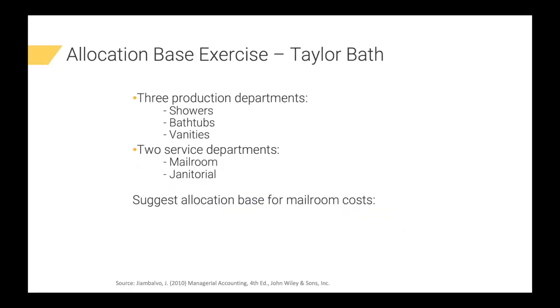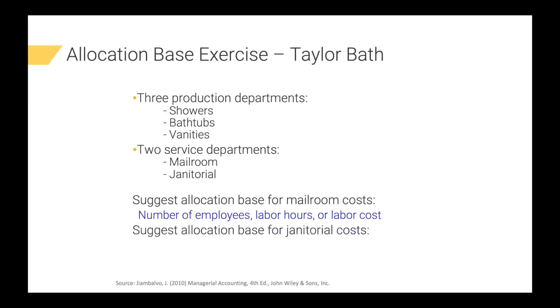Another allocation base exercise. We would take Taylor Bath, with 3 production departments: showers, bathtubs, vanities, and 2 service departments: mailroom and janitorial. Suggest an allocation base for the mailroom cost. We need the number of employees, labor hours, or labor cost. Suggest an allocation base for janitorial cost. We need square footage and the number of workstations.